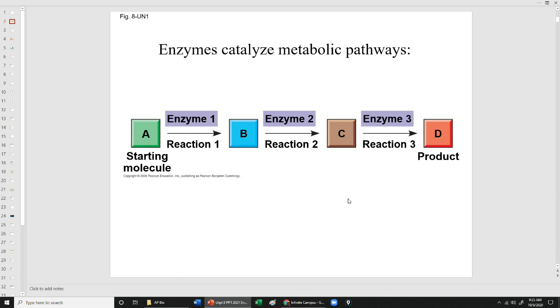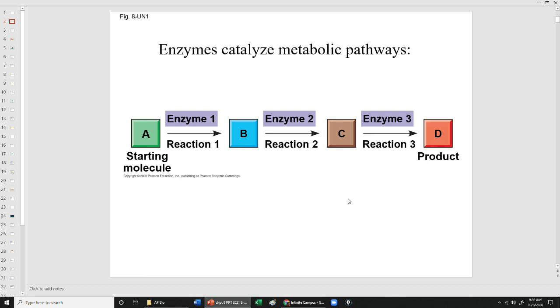So let's start with talking a little bit about enzymes and their function in living organisms. Enzymes basically make chemical reactions happen in living creatures. They often catalyze metabolic pathways. So enzymes are catalysts, and catalysts are simply agents that help a chemical reaction take place, that make it go faster or just allow it to happen altogether.